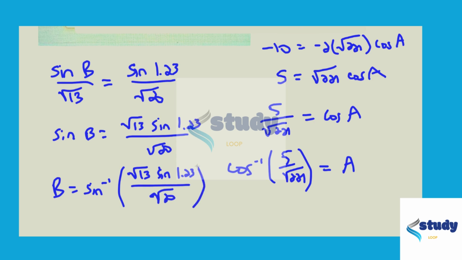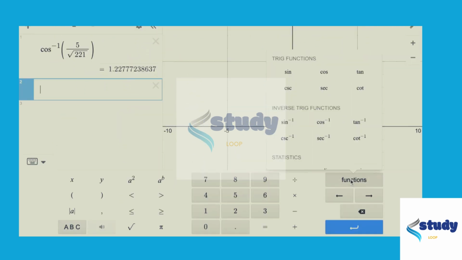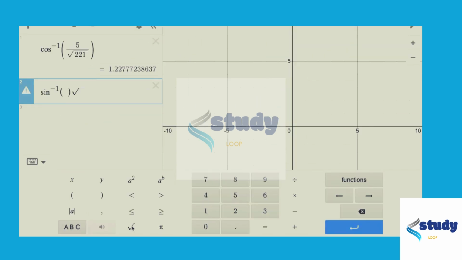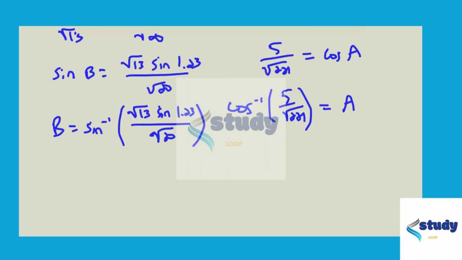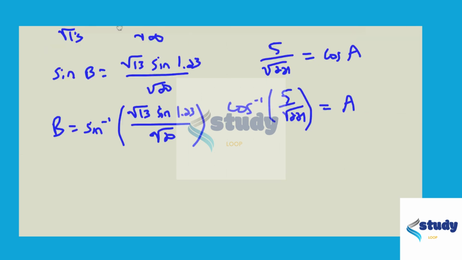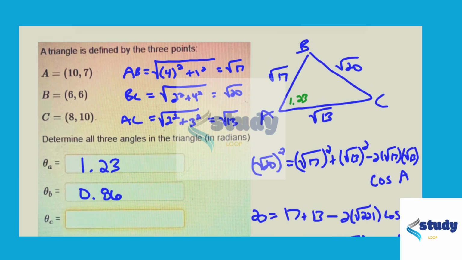We're ready to go back to the calculator. In radian mode, inverse sine of the square root of 13 times the sine of 1.23 radians over the square root of 20. And we get 0.86 radians to the nearest hundredth.